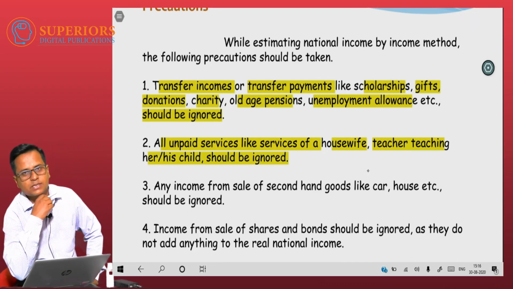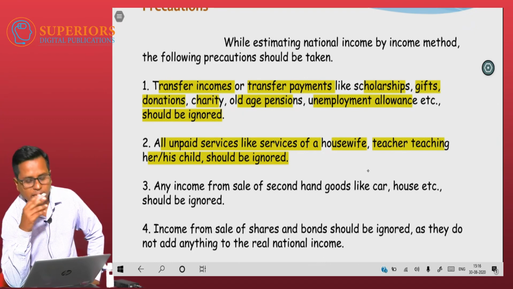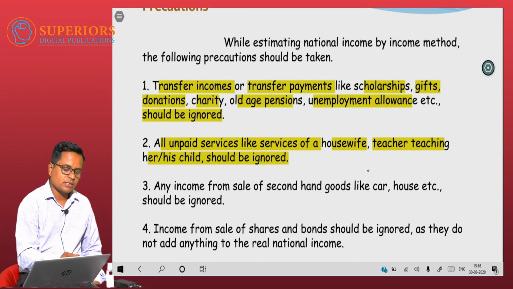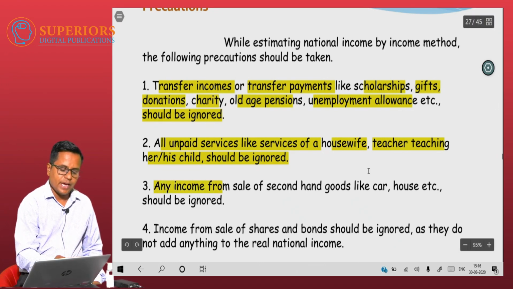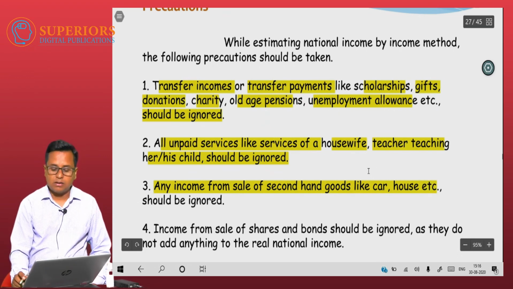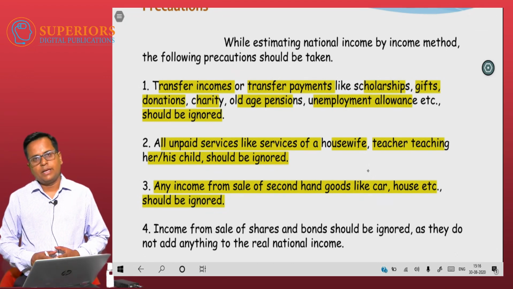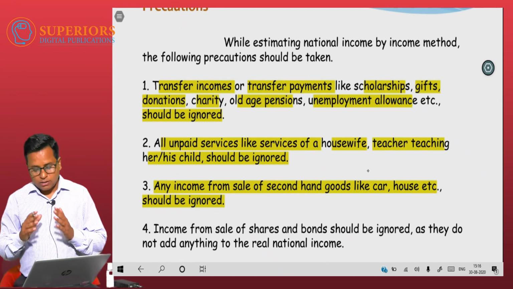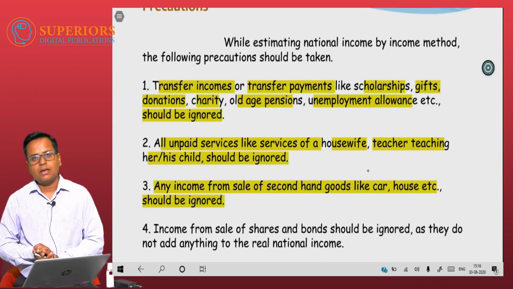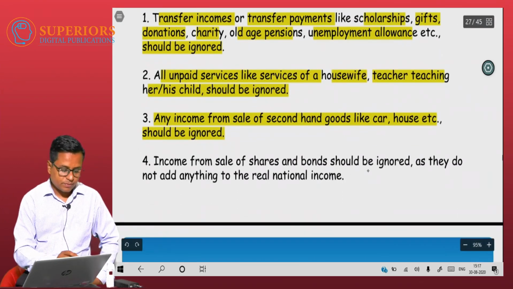All unpaid services, like services of a housewife, a teacher teaching to his child, should be ignored, because these are unpaid services. These are not exchanged with money. Its value cannot be measured. Therefore, that is not added to national income. Any income from sale of second-hand goods like car, houses, etc. should be ignored. Why? Because these goods are second-hand, meaning these are not the part of current year's output, and therefore their value should not be added to national income.